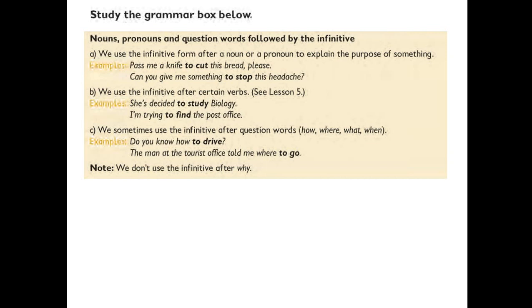C. We sometimes use the infinitive after the question words how, where, what, when. Examples: Do you know how to drive? The man at the tourist's office told me where to go. After the first example, how, we put the verb in the infinitive: to drive. In the second example, where, this is a question word, we put to go.